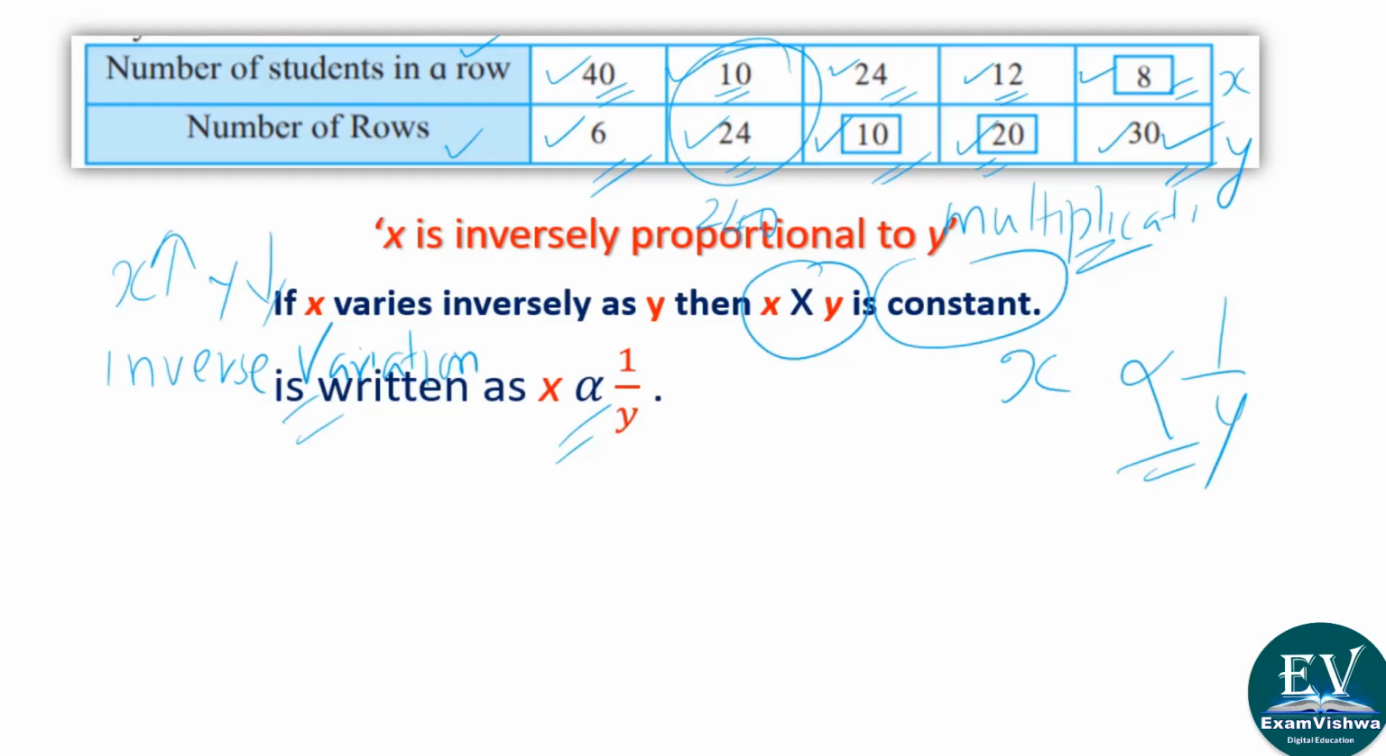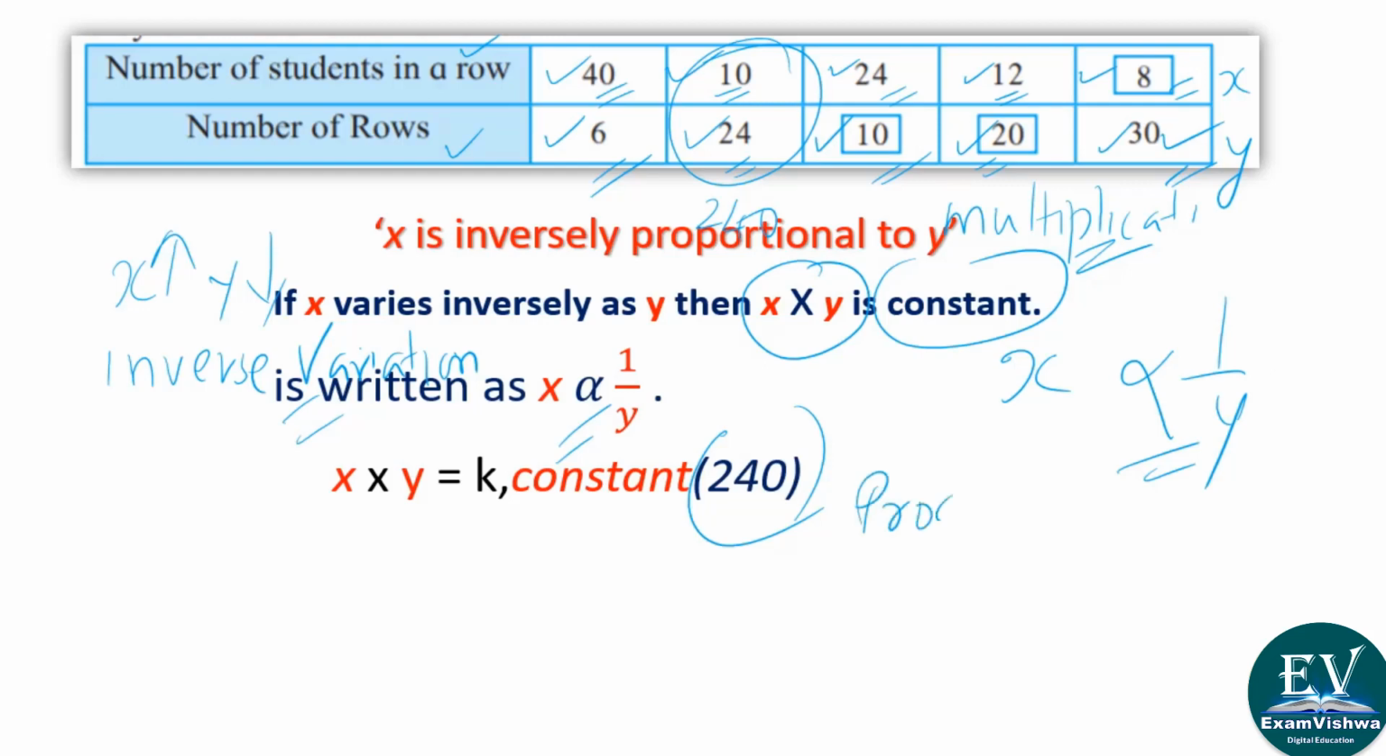If you know how to write inverse proportion, the proportionality sign can be removed by a constant just like before. Here in this case we got the constant as 240. In any case it can be anything. So here the product is constant. Product will be constant. That is what you have to remember.